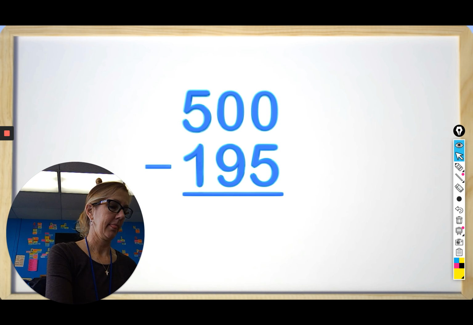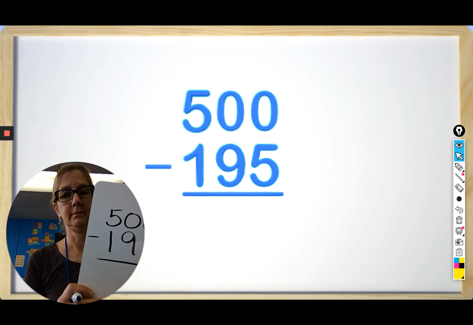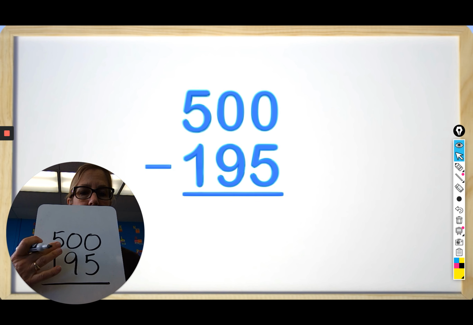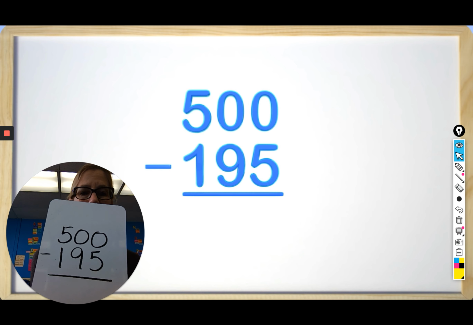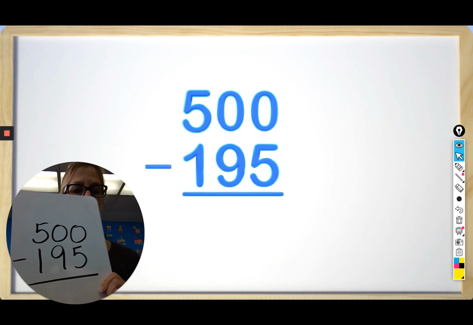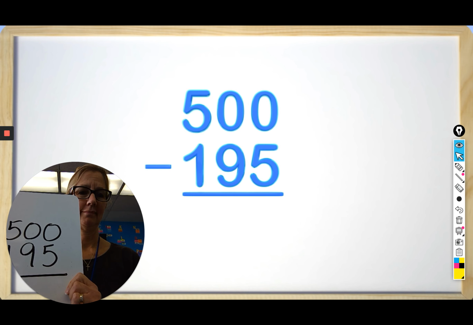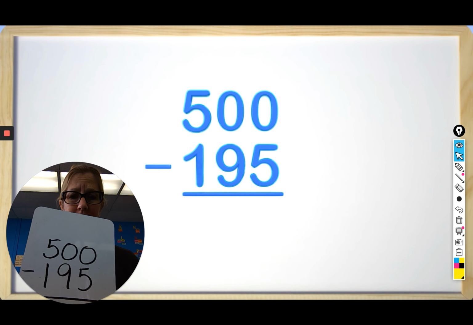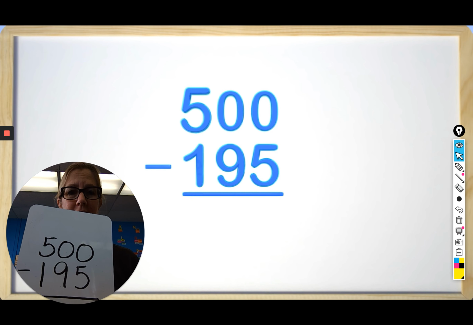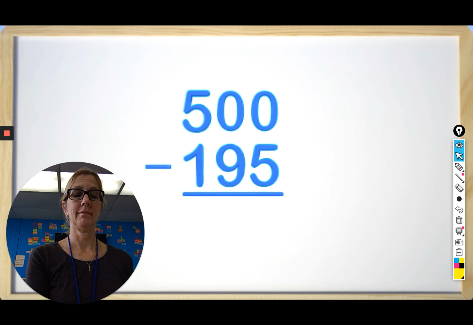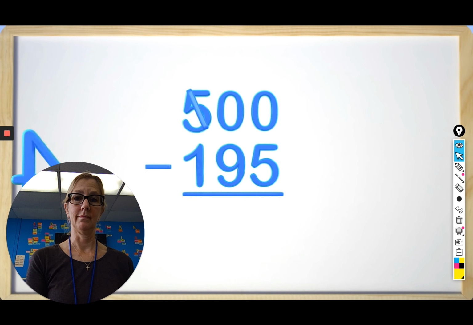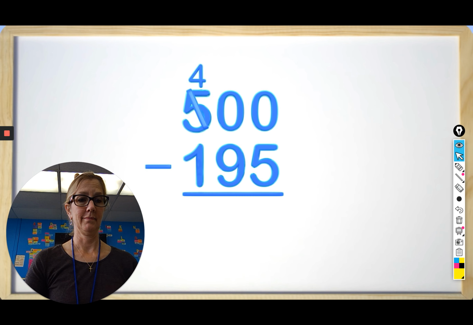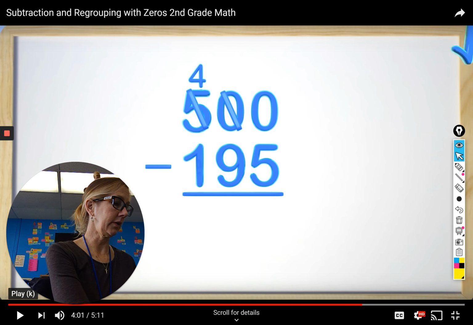Just like before, we start with the ones place. We cannot take 5 away from 0, so we need to borrow from the tens place. In the tens place, we have 0, so we cannot borrow from the tens place either. We now look at the hundreds place. Yay! There is a 5 in the hundreds place, so we borrow 1 from it, which leaves 4 in the hundreds place.